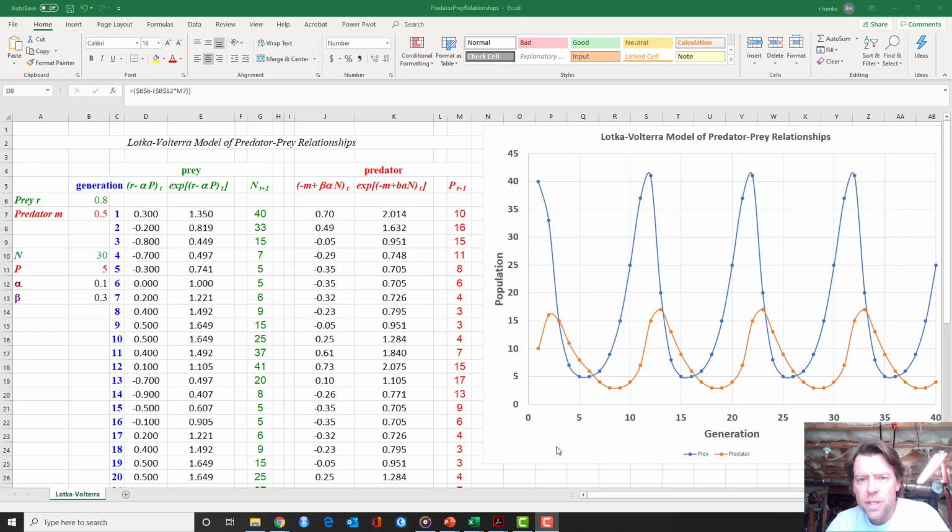Hey everybody, I just wanted to provide this Excel file to you guys and let you have the opportunity to play with it. This is the Lotka-Volterra model of predator-prey relationships. It's already built for you, and you can play around with the various controlling factors to see what happens to the population. I'm going to try to come up with some questions to ask you to get you thinking about this model a little bit as well.